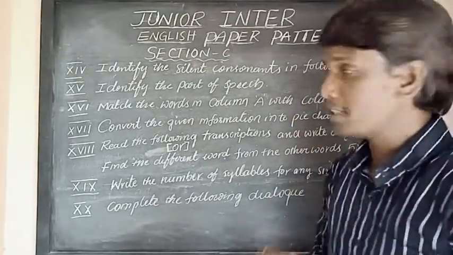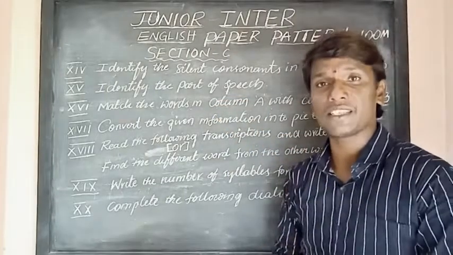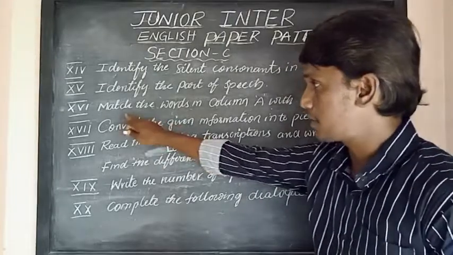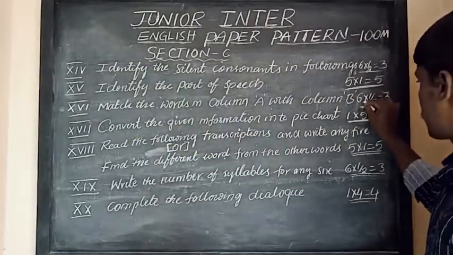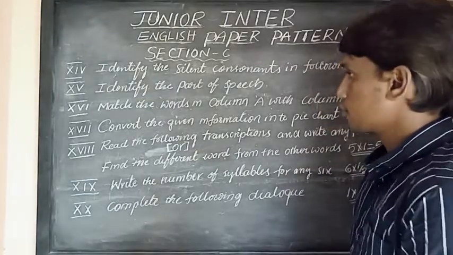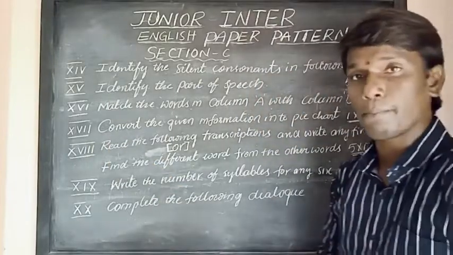Now 16th question is match the words in column A with their meanings in column B. So that is matching for 3 marks. That is 6 into half, which is equal to 3. So that is the 16th question. And now the 17th question is a very important one.